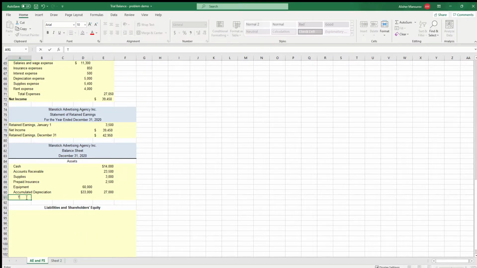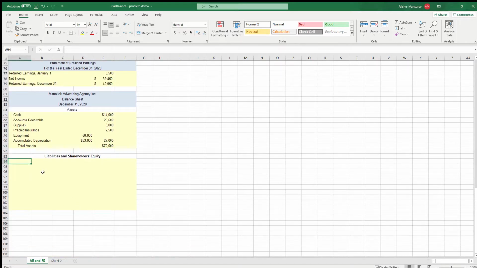And then we have our total assets. Total assets is the sum of these all. Just the sum. So the total assets, the company's total assets are $70,000.